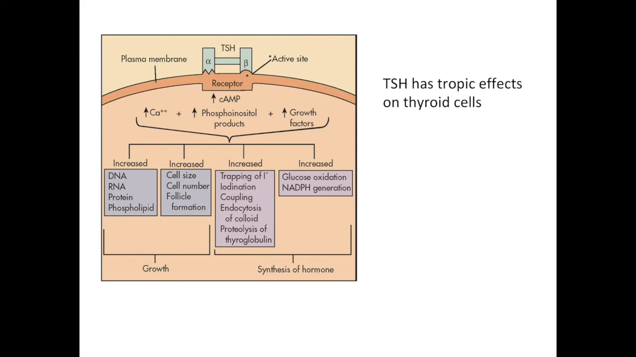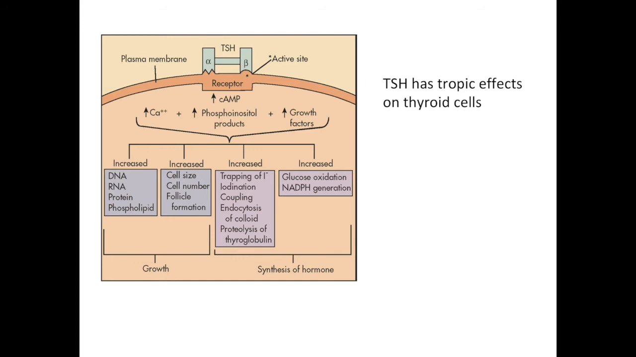It binds to extracellular receptors on the thyroid gland, increases adenyl cyclase activity, increasing cyclic AMP, and this leads to a rise in intracellular calcium, phosphoinositol, and other growth factors. And you get increased DNA, RNA, protein, and phospholipids, which then increases the growth, increases the cell size, increases the cell number, and increases follicular formation.